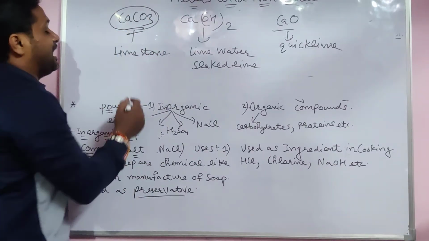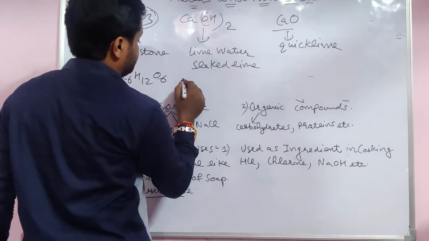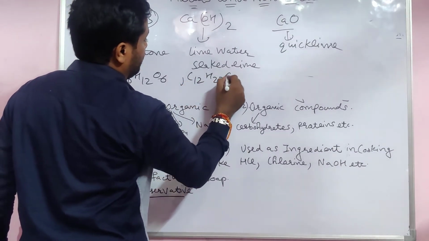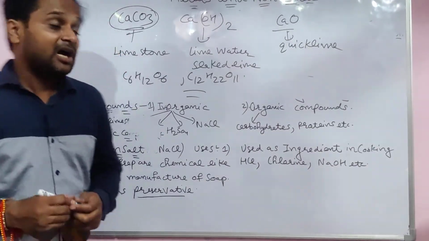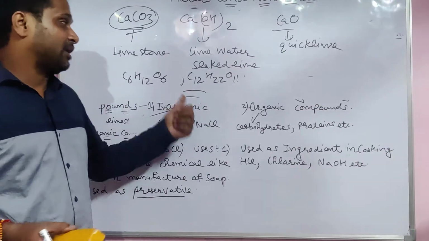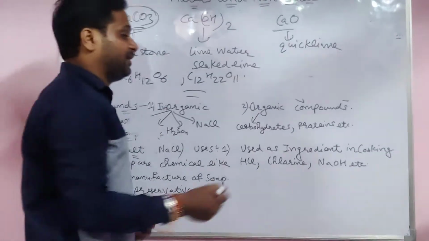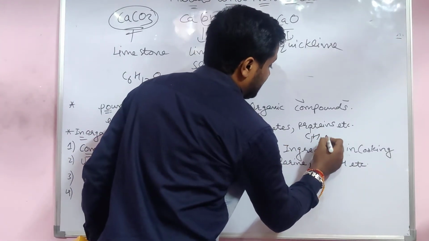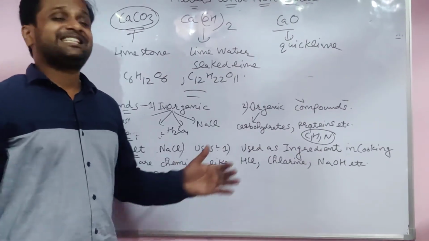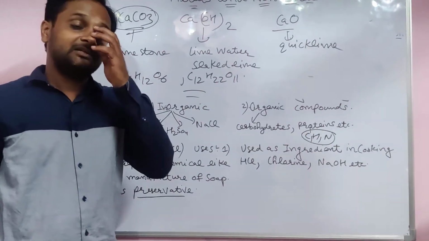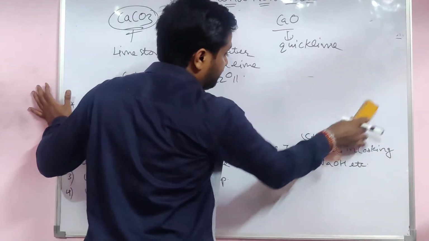Examples of organic compounds are carbohydrates: C6H12O6, glucose, and C12H22O11, sucrose. These are sugars made from carbon and hydrogen. Oxygen is there, so it's okay. Only carbon and hydrogen, that's why they are called organic compounds. Protein is also made from carbon and hydrogen, with a little bit of nitrogen. Amino acids are there, that's why it is called organic. So we have to discuss inorganic compounds one by one, students.